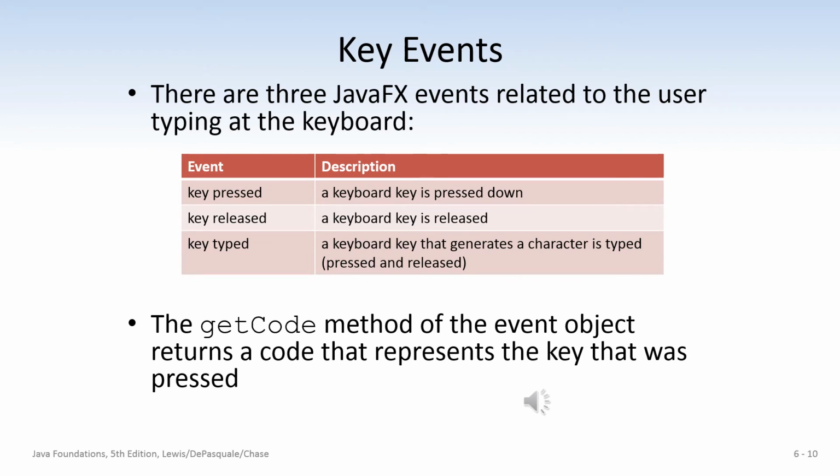There are 3 JavaFX events related to the user typing at the keyboard. They are key pressed, meaning a keyboard key is pressed, key released, the keyboard key is released, and then key typed, which means it was pressed and released. The getCode method of the event object returns a code that represents the key that was pressed.